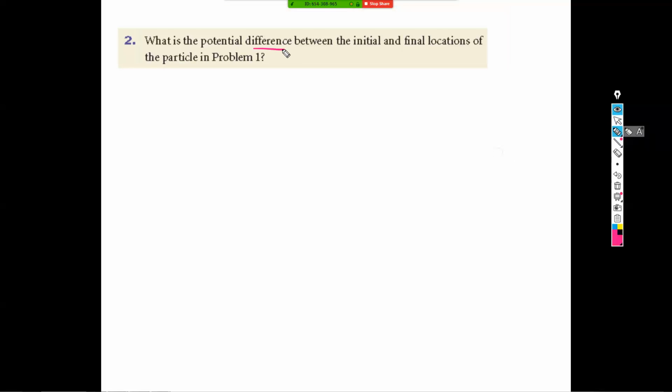What is the potential difference? Okay, potential difference, so I'm looking at something with delta V, the potential difference between the initial and final locations in problem one. I'm using the same problem, so I'm still in the same electric field, 75 newtons per coulomb, moving a distance of 10 meters. The easiest one, whoops, sorry, jumping ahead there. The potential difference is negative ED.